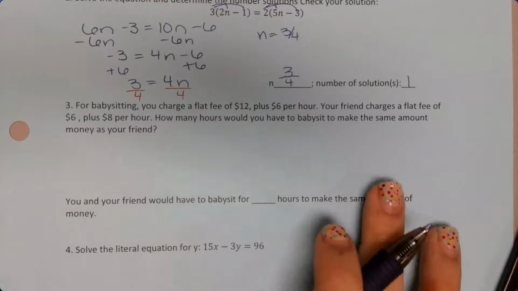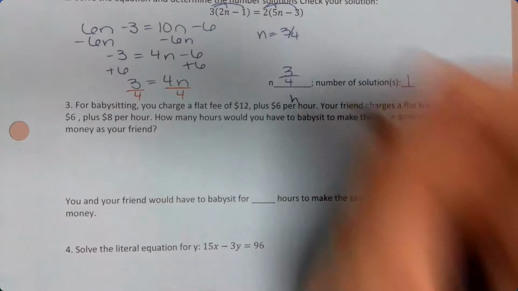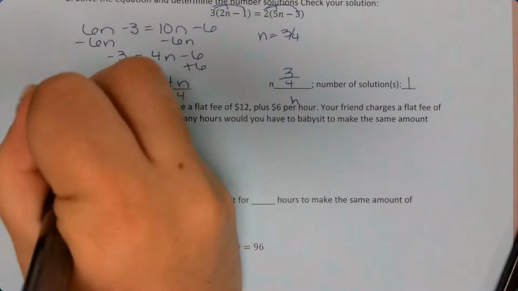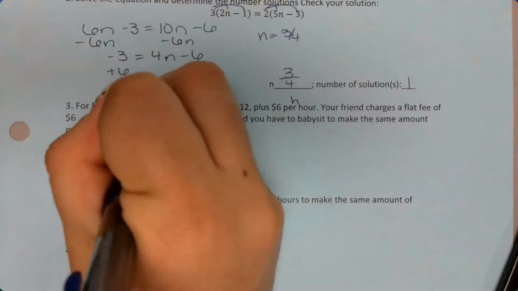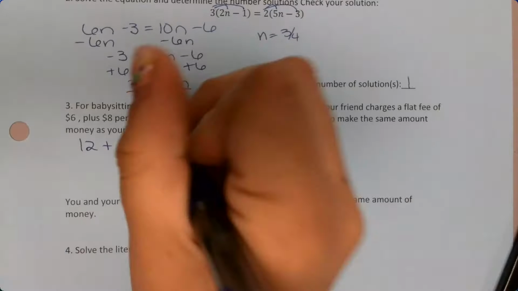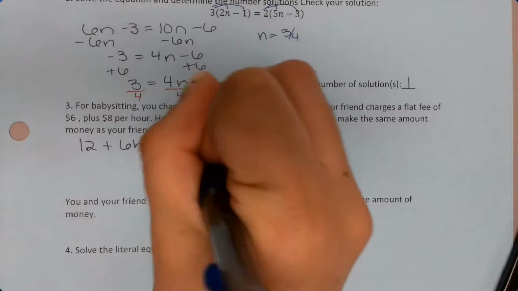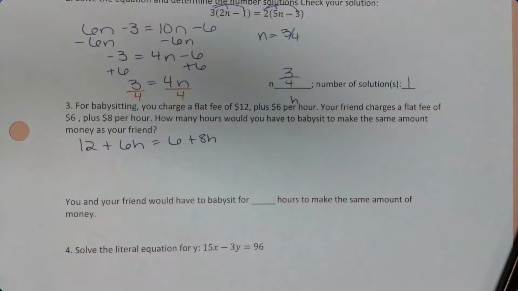Number 3 says for babysitting, I charge a flat fee of $12 plus $6 an hour. So h is going to be my variable for hours. So I'm doing 12 plus 6h because I don't know how many hours I'm going to be babysitting for, but I charge $12 just to show up at their house. Then my friend charges a flat fee of $6 and $8 an hour. So they are 6 plus 8h. So I want to figure out how many hours it's going to take for us to make the same amount.